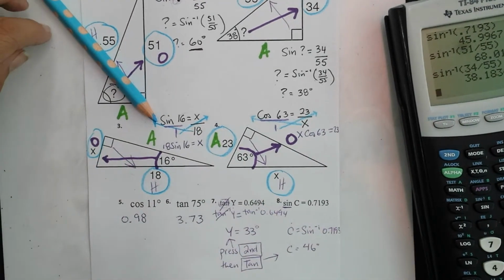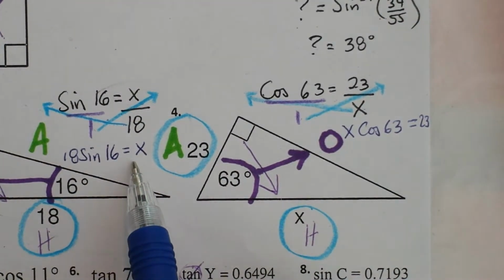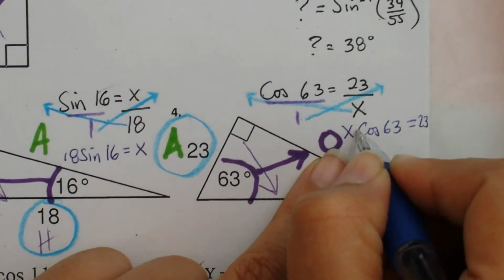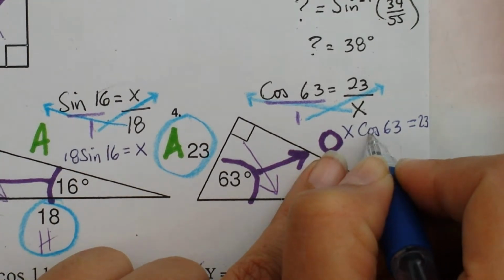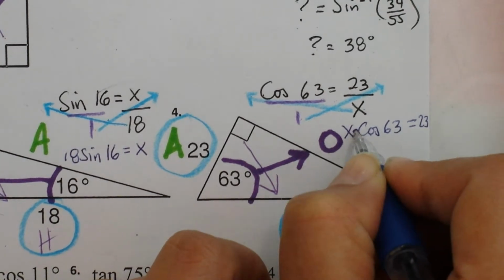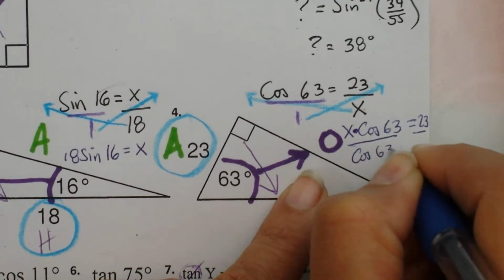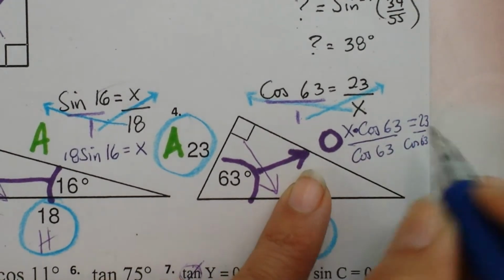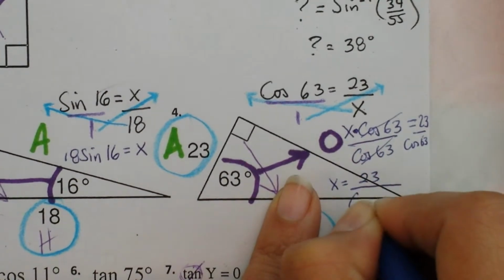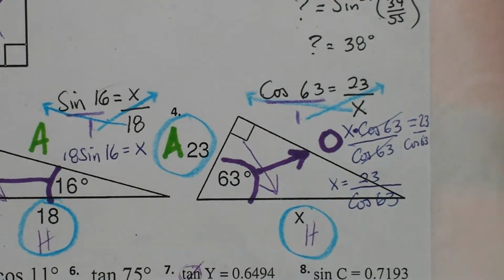All right, then on this one I have x by itself, so I can just punch it in the calculator. On this one I don't. So how would I get x by itself? Well, think about it. What's the operation that's between x and cosine? Is it addition, multiplication, subtraction, or division? It's multiplication. So to get rid of multiplication, all I have to do is divide both sides by cosine of 63. Okay, this crosses out, so now I have x equals 23 over cosine of 63. Once I get x by itself, it's all about punching it in the calculator.